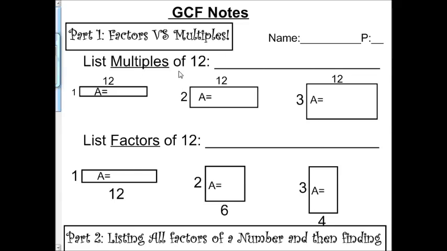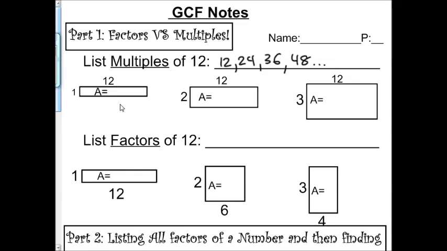Multiples of 12, let's go ahead and list those. We would start with 12 times 1 would be 12, 12 times 2, 24, 12 times 3, 36, 12 times 4, 48, and so on. So remember, that's what a multiple is. It's when I multiply the number by 1, 2, 3, 4, and I make a list. You could also just think of it as counting by 12s.